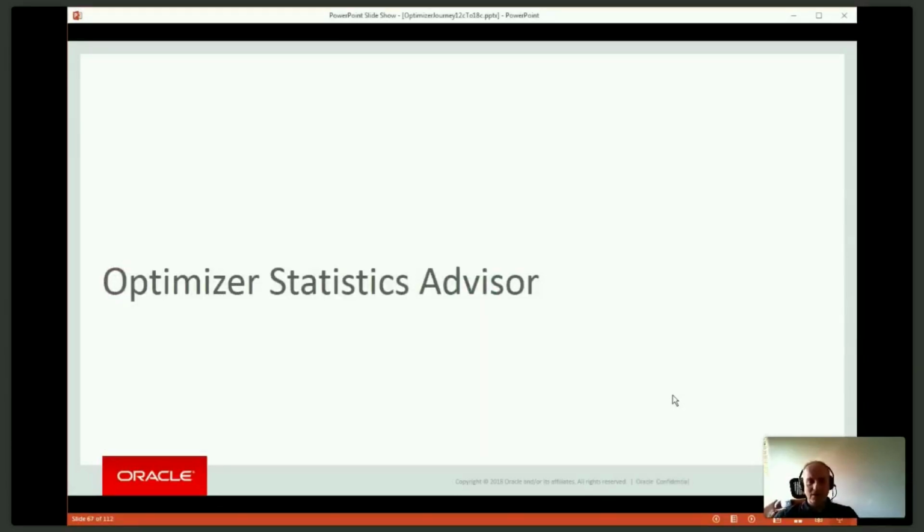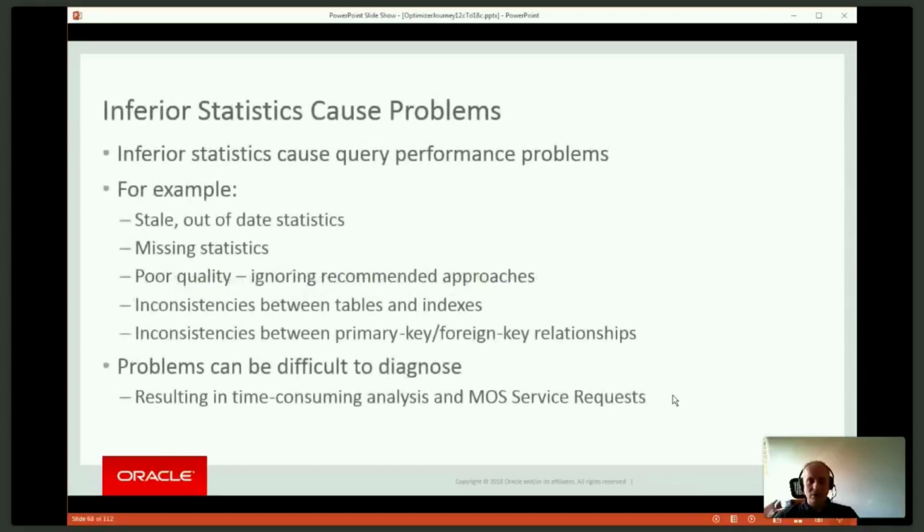Optimizer Statistics Advisor was added in 12.2. So we know that if your statistics are not right in the database, they're stale, missing, they're not gathered in the proper way, then of course you're going to end up with queries that don't perform very well. And it can be quite difficult, of course, to diagnose where your statistics are not right.